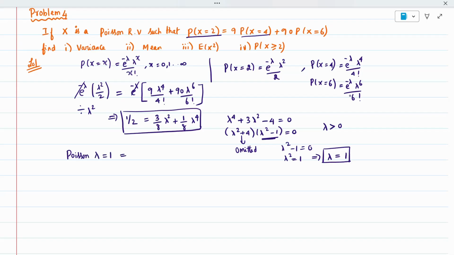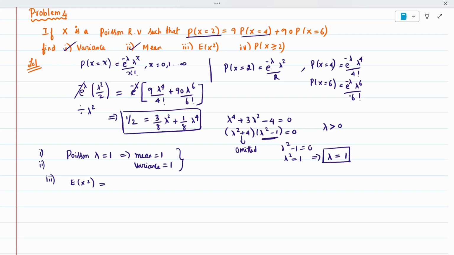The mean is 1 and the variance also is 1. Why? Because mean and variance are the same for a Poisson distribution. Now check: variance we calculated as 1, mean we calculated as 1, so both subdivisions are done. Now we have to do the third subdivision, E of X squared.